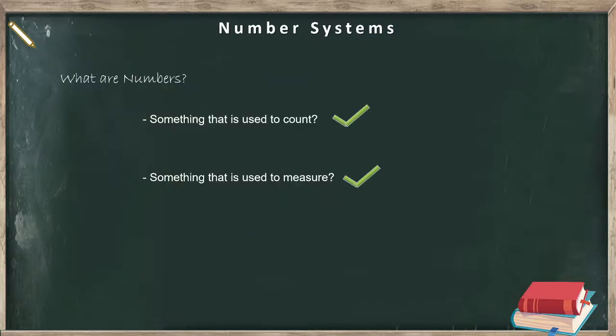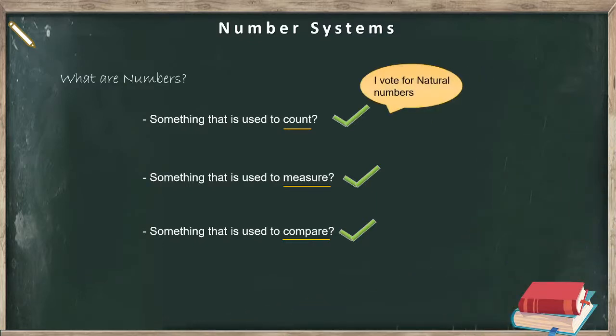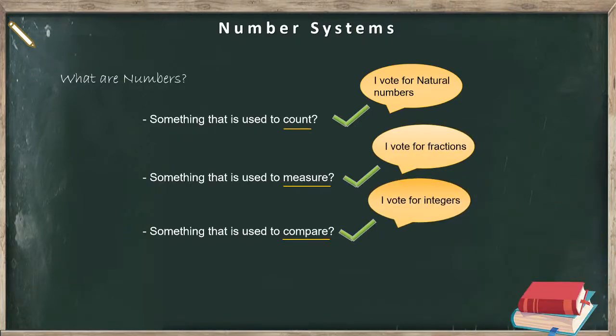So let me add one more thing: something that is used to compare. So again, what are numbers? Something that we use to count, measure, and compare. Now, do we use all types of numbers for these things? No. To count, we use natural numbers. To measure, fractions. To compare, integers.